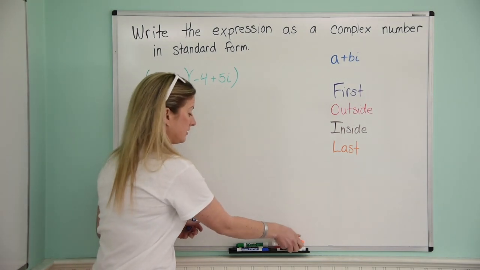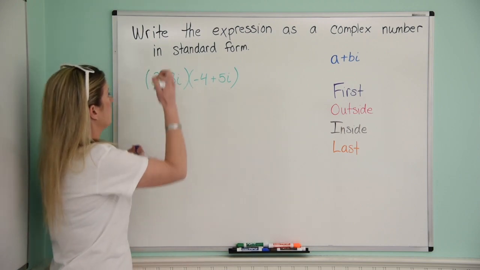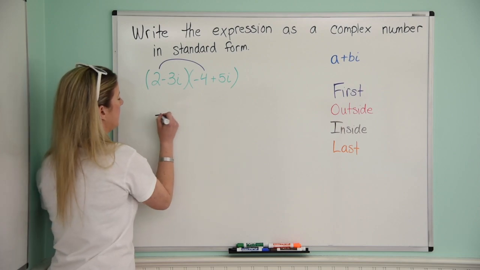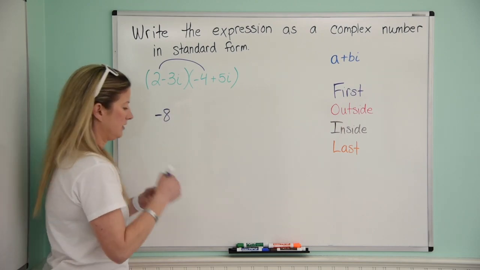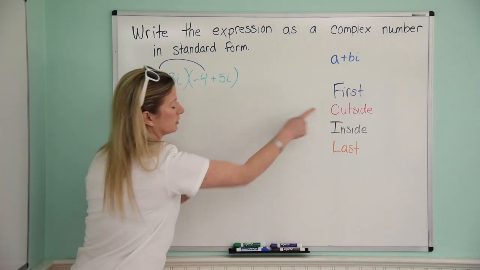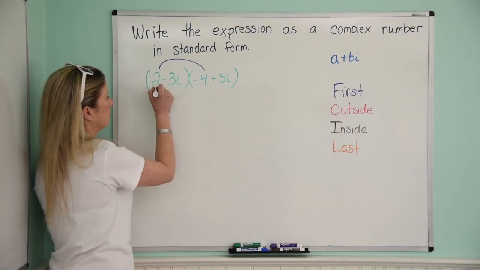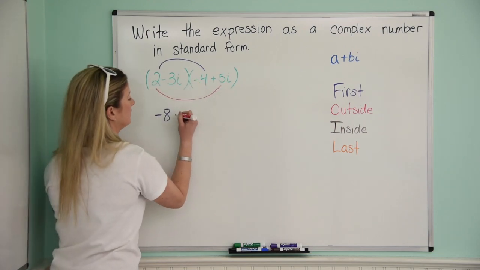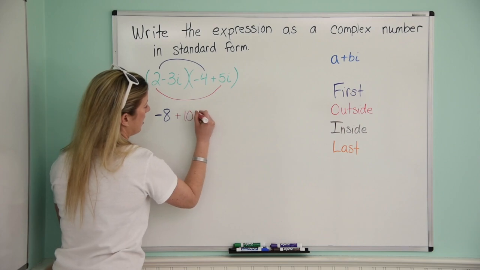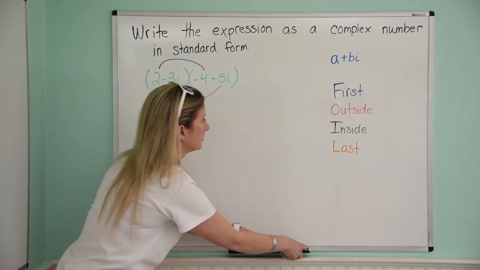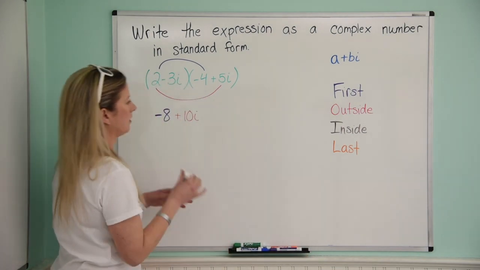Okay, awesome. So this is telling us which terms we're multiplying together. First means we are multiplying the first two terms together. So 2 times negative 4, that's going to be negative 8. Then we go to outside. So we multiply the two outside terms together. 2 times 5i is 10i. Awesome. Then inside. That was the brown one.